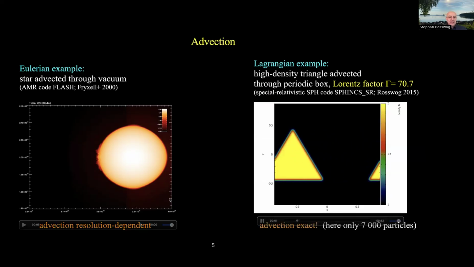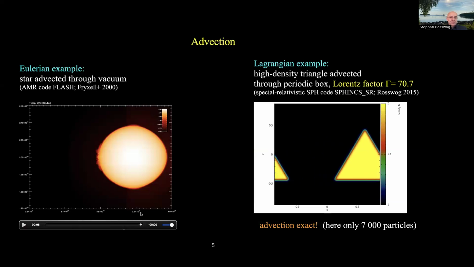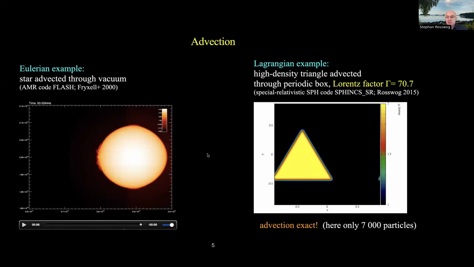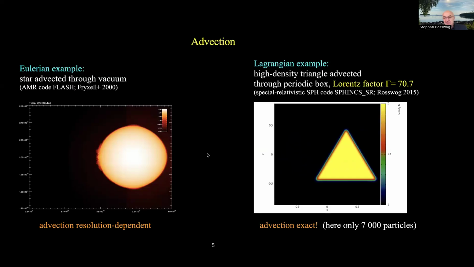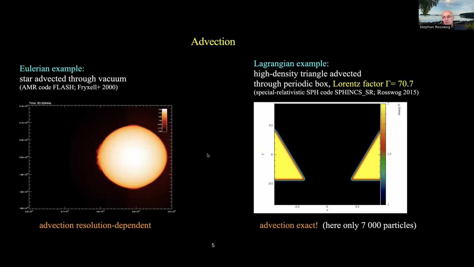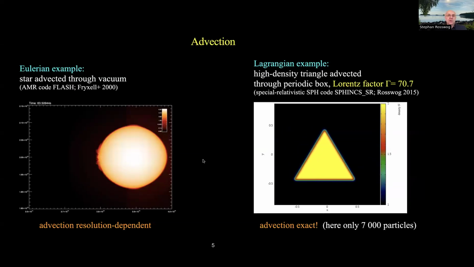The punchline here is just in the Eulerian case, advection is resolution dependent, while in the Lagrangian case here with SPH, it's essentially exact. And what I'm showing here is just 7,000 particles. So it's a ridiculously low resolution. So it's just not a hard problem for this type of method.